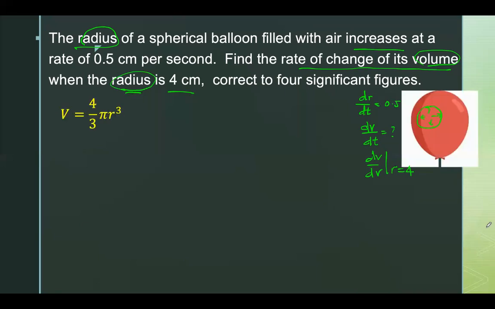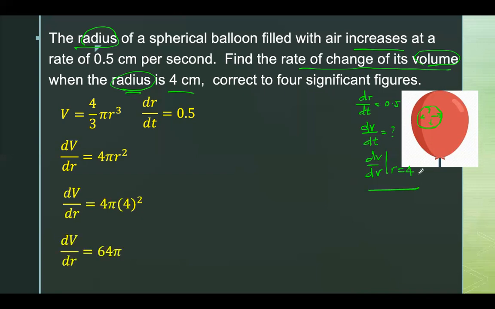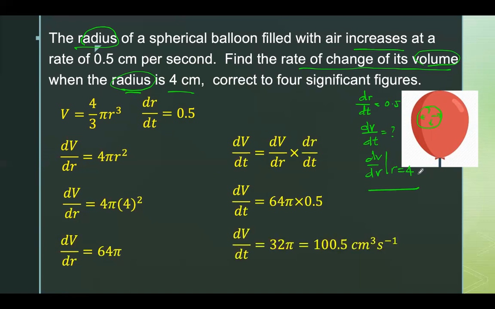The formula for the volume of a spherical balloon is 4/3 pi r cubed. We differentiate, so dV/dr equals 4 pi r squared. Substitute r as 4, so dV/dr equals 64 pi. Then dV/dt equals dV/dr times dr/dt, so dV/dt is 64 pi times 0.5, which is 32 pi, so it's 100.5 centimeter cubed per second, to 4 significant figures.